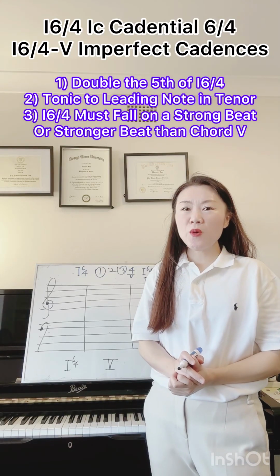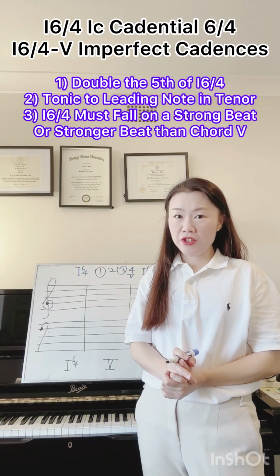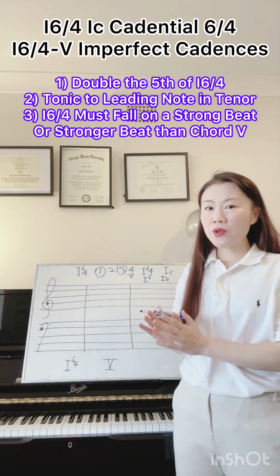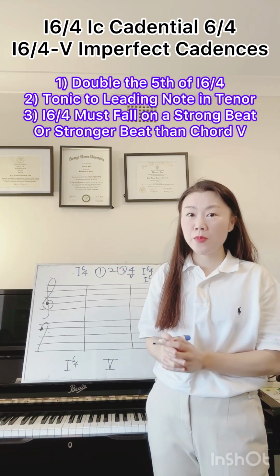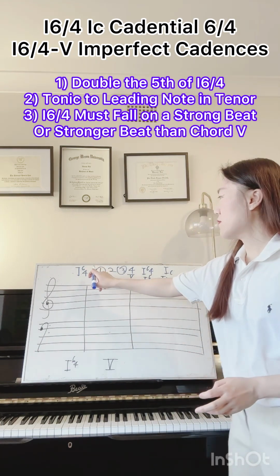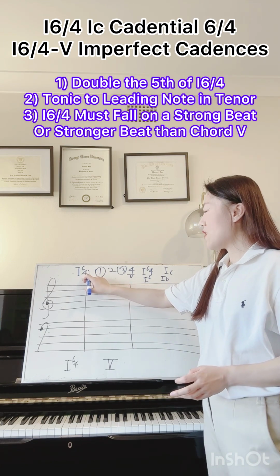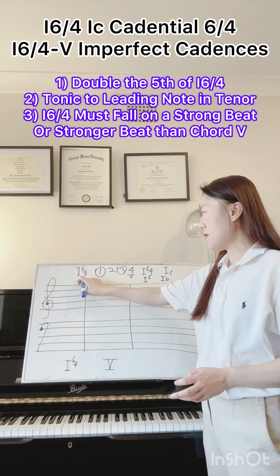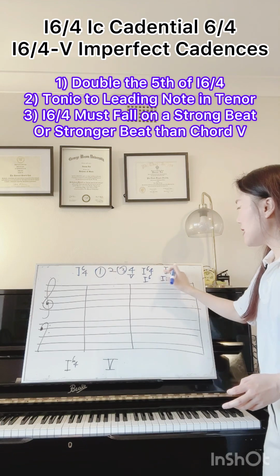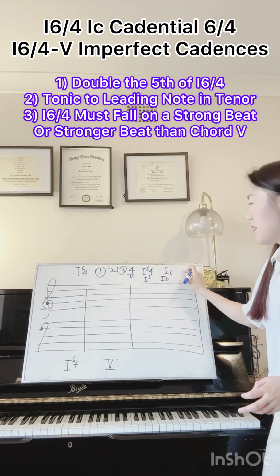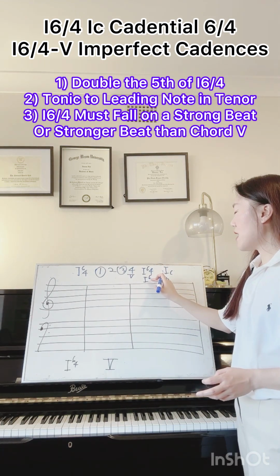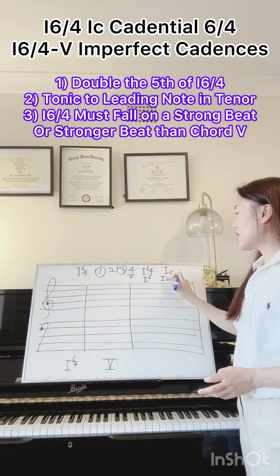To talk about chord number 164 cadential and how it leads to chord number 5 to form an imperfect cadence. So 164 basically means it's a second inversion of chord 1, all right? And that is indicated as 1C. And first inversion is indicated as 1-6 and indicated as 1B.